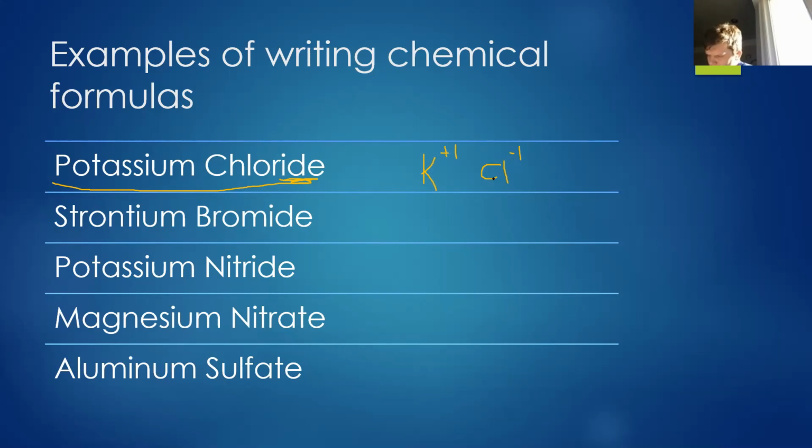So what should my chemical formula look like? Well, my goal here is to make sure their charges cancel. And look, they already do. I have a +1 and a -1, right? So that means I just need one of each. So the chemical formula would just be KCl.